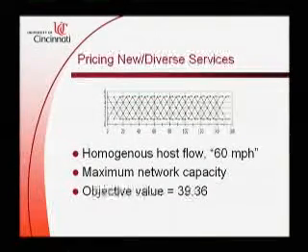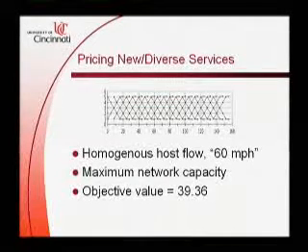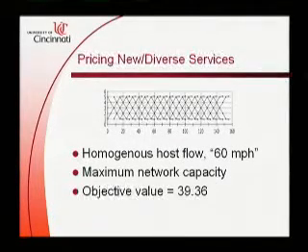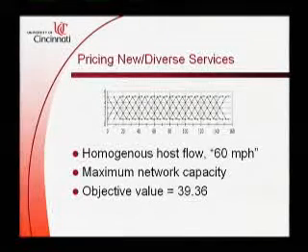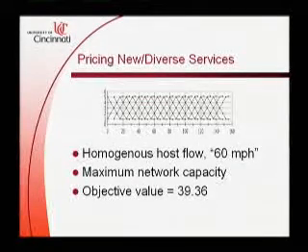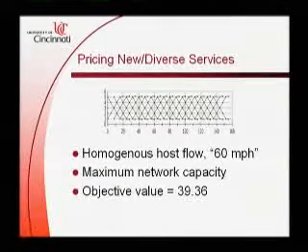So we wanted to get back to this business of pricing on the network. We want to price new and diverse services. The way I accomplish this with my model is first I establish a homogeneous host flow, and I label this arbitrarily 60 miles an hour. It's meant to imply a homogeneous base flow of, say, coal trains or general freight or this kind of thing. And I want to fill the network to capacity with this base flow. So I have modeled here a set of trains that have completely filled the network. There is no more room on this network for additional trains, and I establish the objective value for this maximum flow at 39 and change.